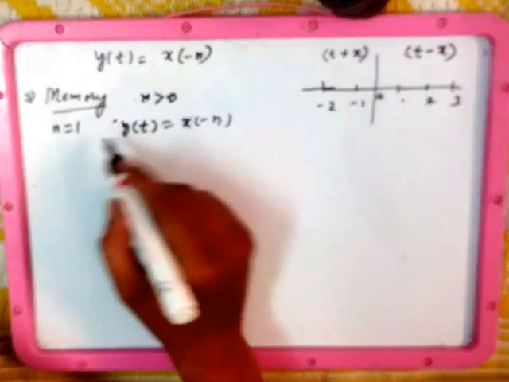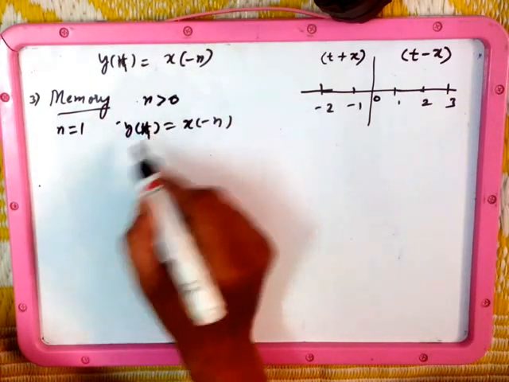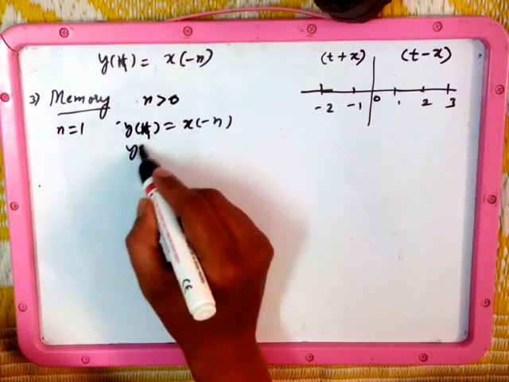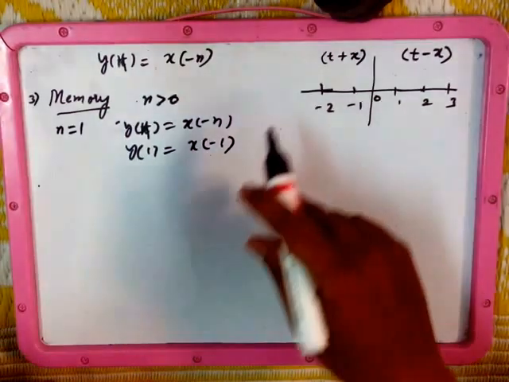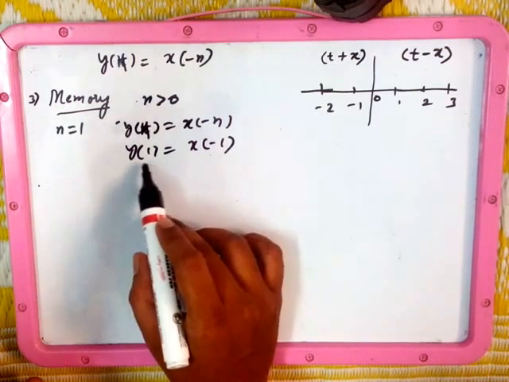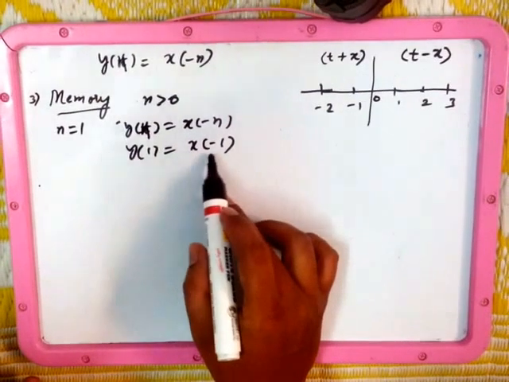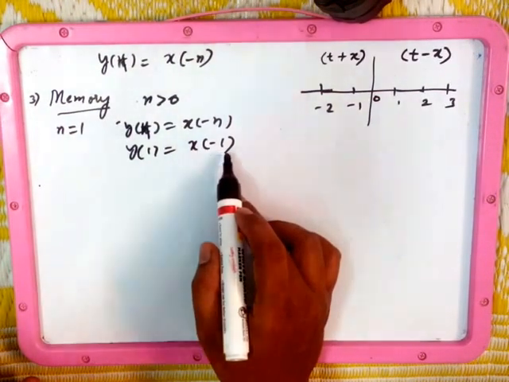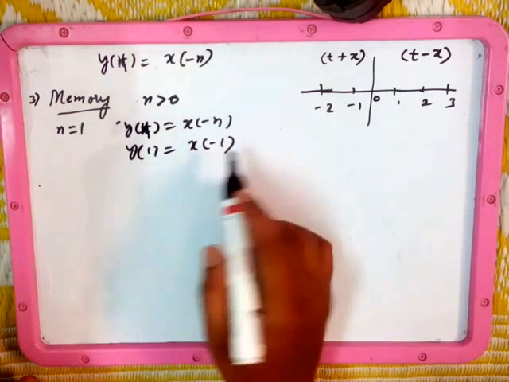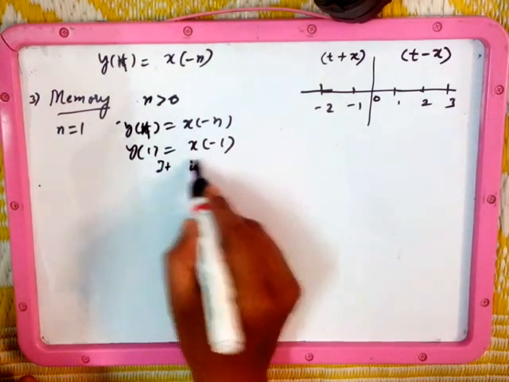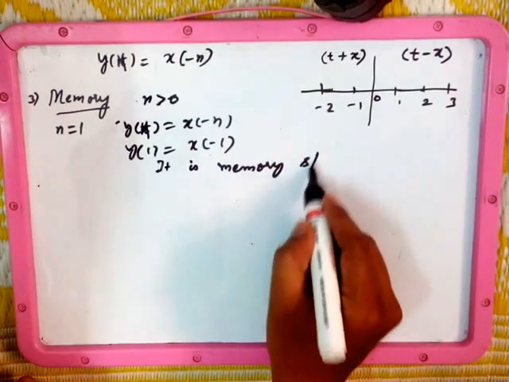So y of n is equal to x of minus n, and y of 1 is equal to x of minus 1. You can see that when I put n equal to 1 in the equation, for the present value y of 1, I am getting the past value, minus 1. Minus 1 indicates that the value is in the past. So it is a memory system.